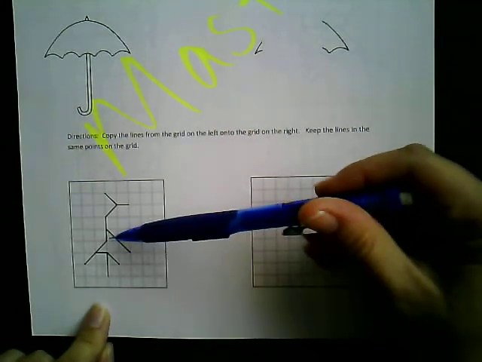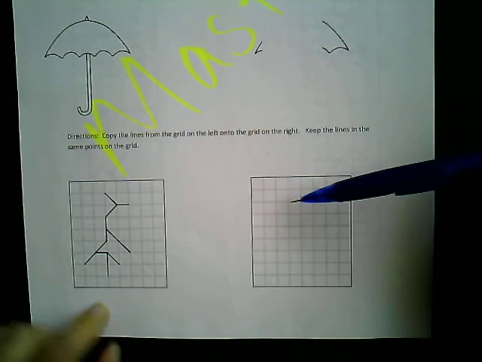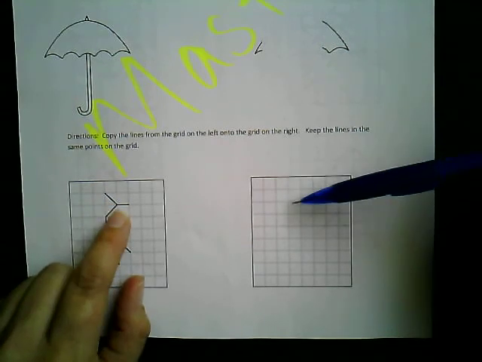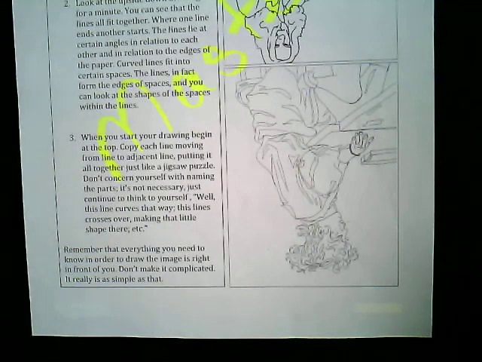Once you're done with those two, you're gonna continue on to these squares, and you need to copy exactly what these lines are doing on this side. Okay, so make sure you're counting where does it start and what direction it goes in, and you're gonna do that for that one and for the two that follow. Okay, once you're done with those two, then you go on to your final project, which is this one.